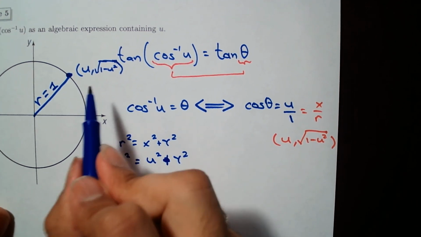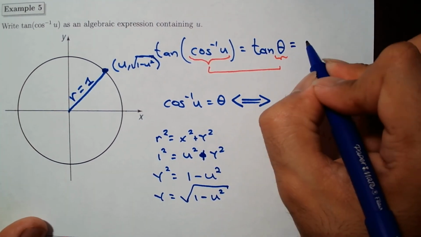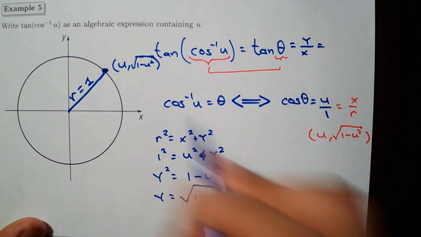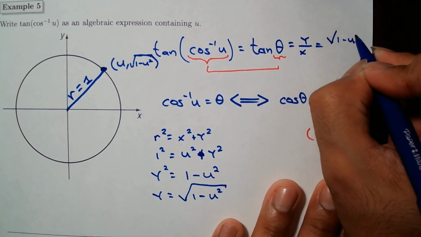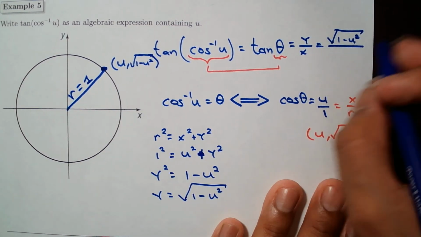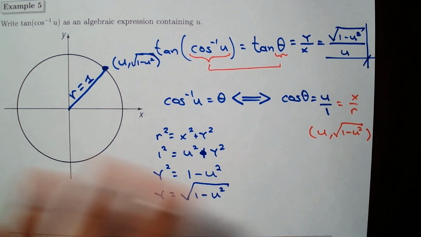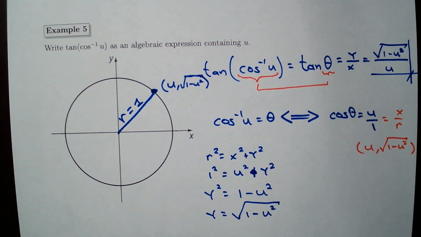And finally, we have all the information to evaluate tangent. By definition, tangent is y over x, where y is the quantity that we just found, the square root of 1 minus u squared, and x is simply u. And that's the final answer for this, and I think it's also a good place to quit. This covers this section. I will see you in the next video.